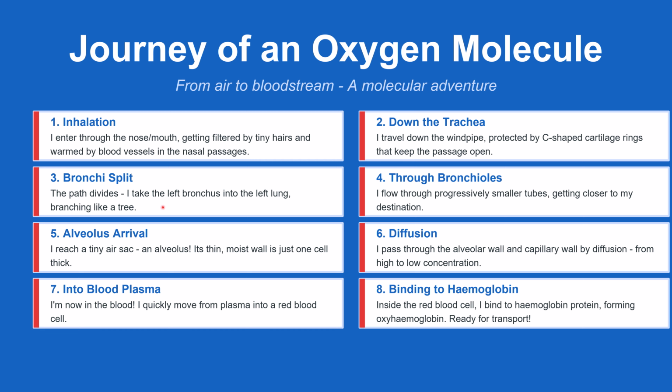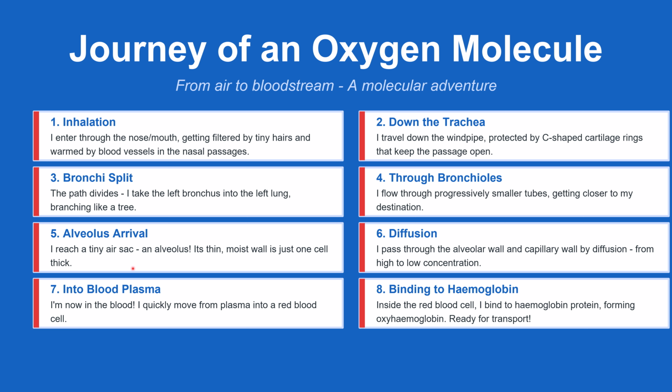The paths divide. I take the left bronchus into the left lung, branching like a tree. Step 4 is through bronchioles. The tubes get progressively smaller. I follow through progressively smaller tubes, getting closer to my destination. Step 5 is alveolus arrival. The molecule reaches the tiny air sacs.